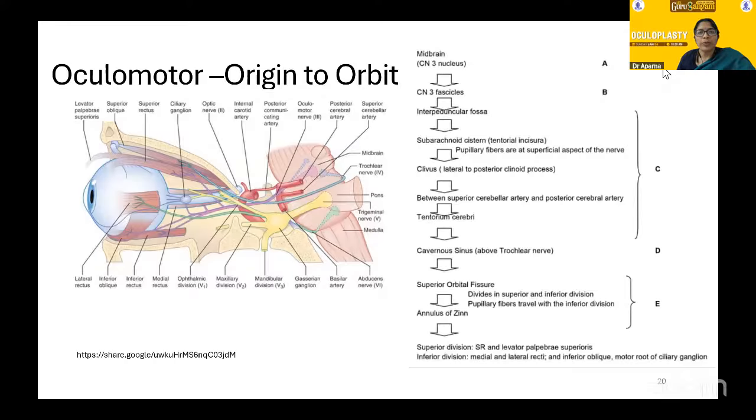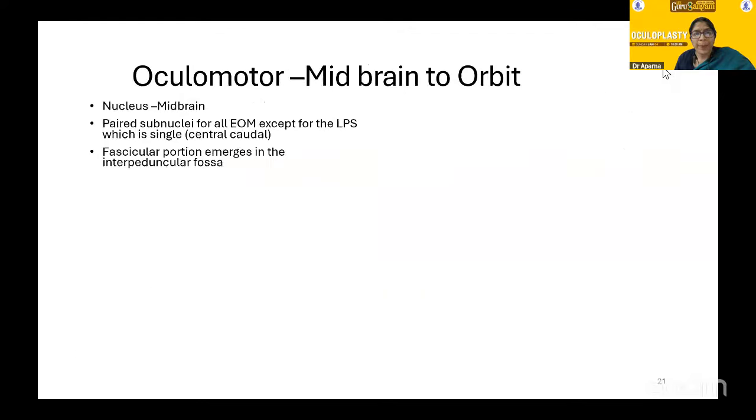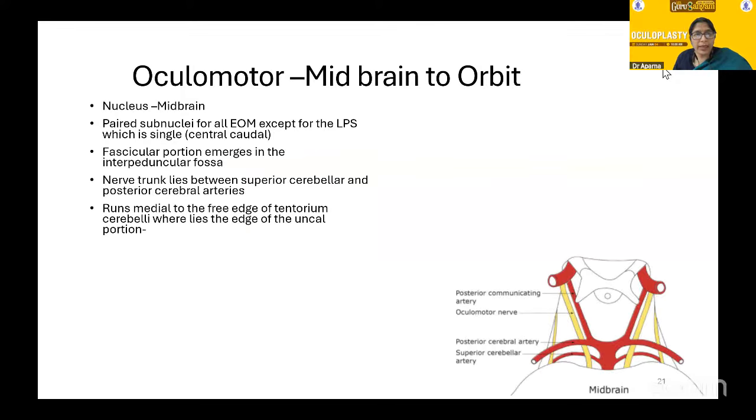Coming on to the oculomotor nerve per se, it starts from the midbrain nucleus and exits the interpeduncular fossa, travels in the subarachnoid cistern along the lower border of the tentorium, and then enters the cavernous sinus posteriorly, in the lateral wall of the cavernous sinus, lateral to the posterior clinoid process. It enters the orbit through the superior orbital fissure, inside the annulus of Zinn in the oculomotor foramen. Here it can divide into the superior and inferior division, or the division can happen in the anterior part of the cavernous sinus. So what are the clinical aspects of this anatomy of the oculomotor nerve?